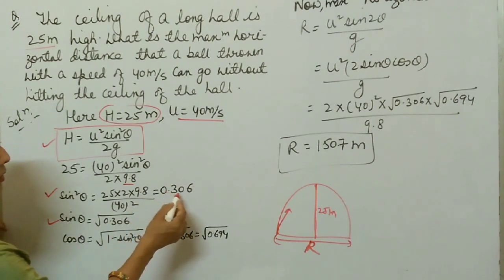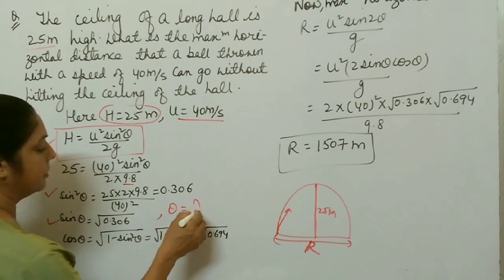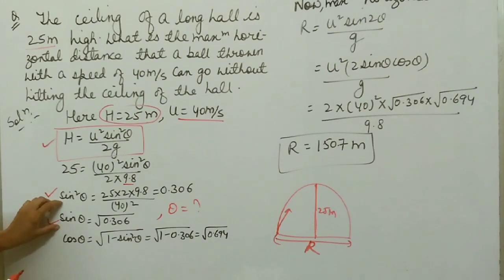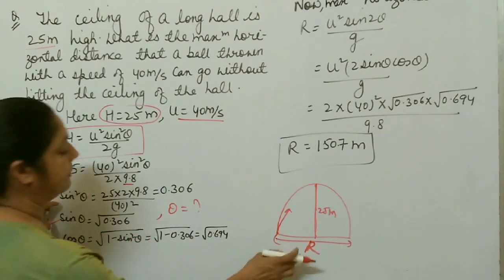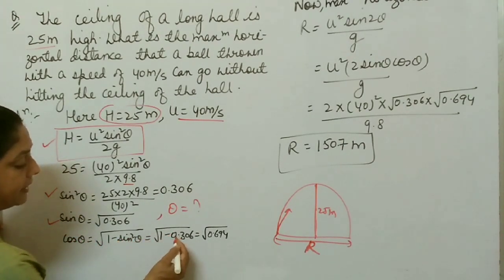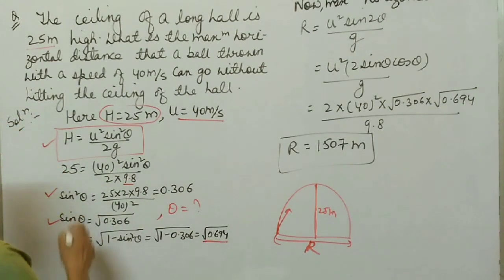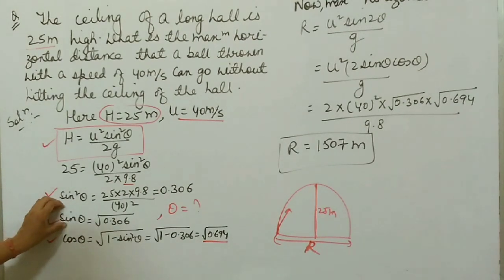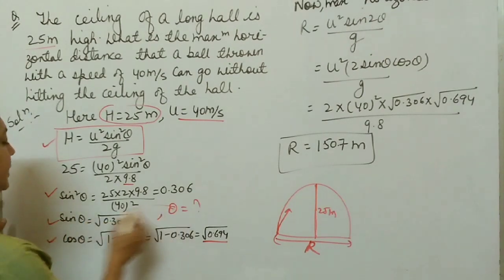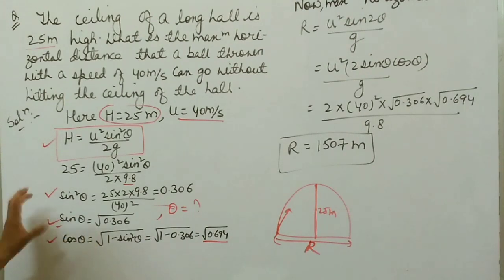Sin square theta is 0.306, then sin theta is under root 0.306, right? You can find theta from here also, but if you find cos theta with the help of sin theta, then it becomes easy to find the range, right? So cos theta is what? Under root 1 minus sin square theta. So under root 1 minus 0.306, it becomes under root 0.694. So here I have got the value of sin theta and cos theta. There is no need to find cos theta if you directly find the value of theta from this equation. But I have found cos theta so that the calculation becomes easy, right?